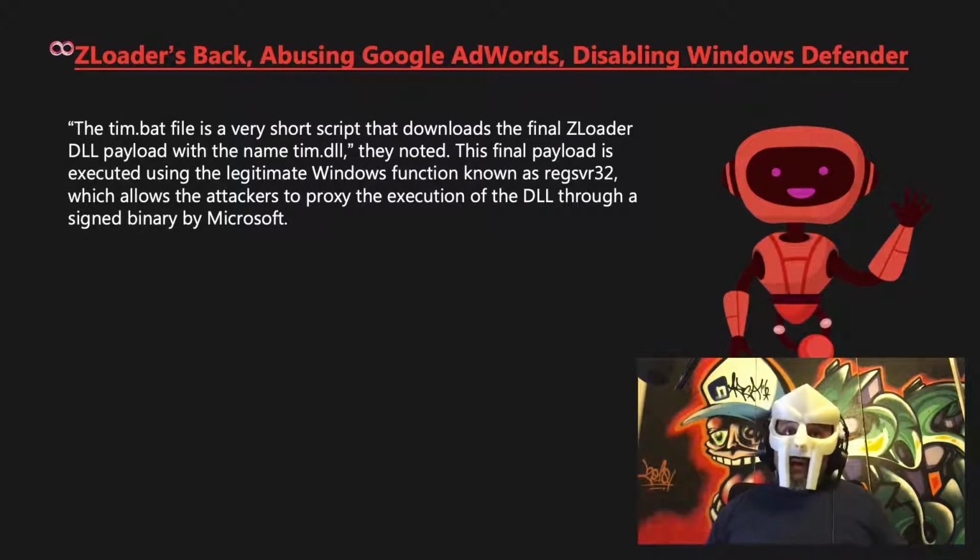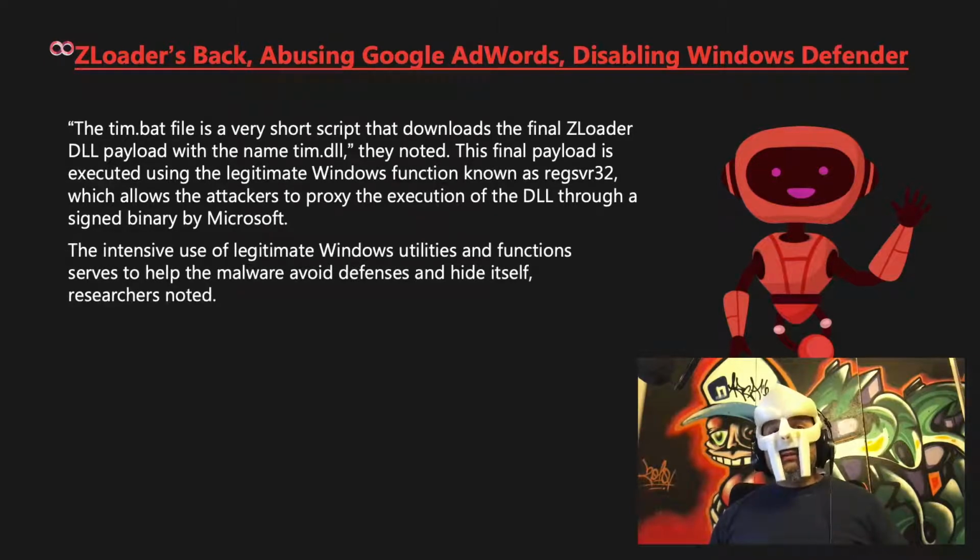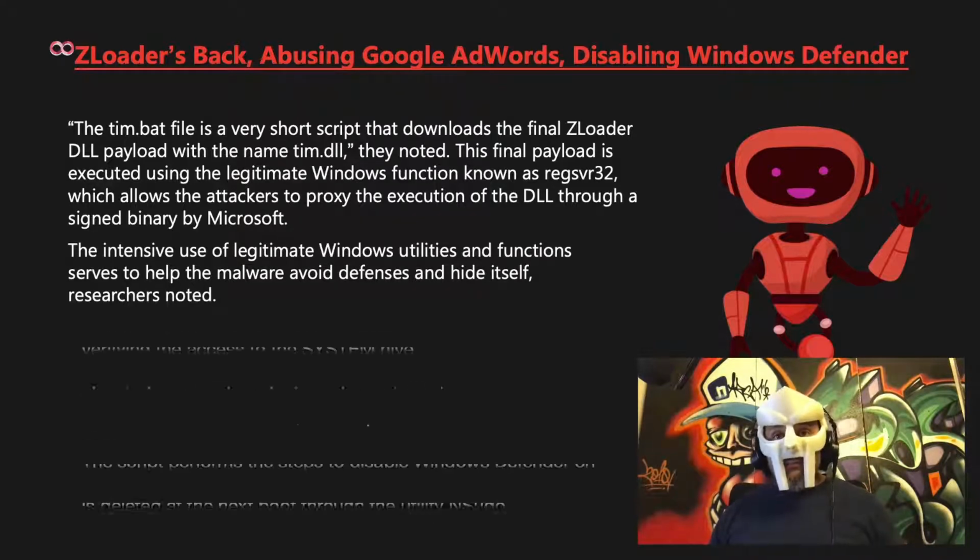The tim.bat file is a very short script that downloads the final ZLoader DLL payload with the name tim.dll. They noted, this final payload is executed using the legitimate Windows function known as regsvr32, which allows the attackers to proxy the execution of the DLL through a signed binary by Microsoft. The intensive use of legitimate Windows utilities and functions serves to help the malware avoid defenses and hide itself.